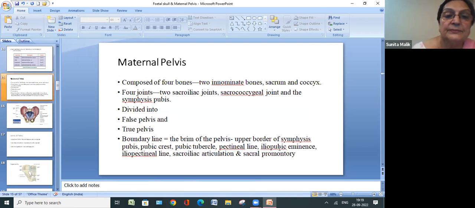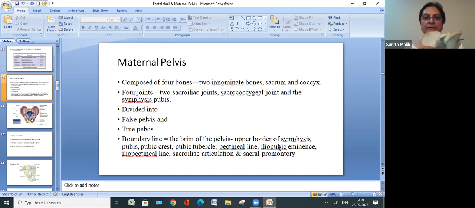Now coming on to the maternal pelvis. The maternal pelvis is composed of two innominate bones, one sacrum and one coccyx. Okay, so innominate bones are formed by the ilium, the ischial bone, and the pubic bone. So these three together are fused together. They are known as innominate bones, and the sacrum and the coccyx.